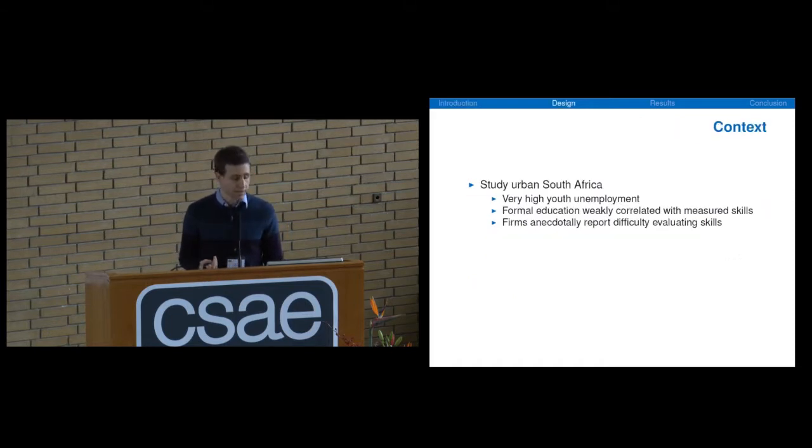We're going to study urban South Africa, which is a context with extremely high youth unemployment. Depending on how you think about discouraged workers, it could be as high as up to 70% unemployment amongst young people. It's going to be a setting where formal education is weakly correlated with measured skills.